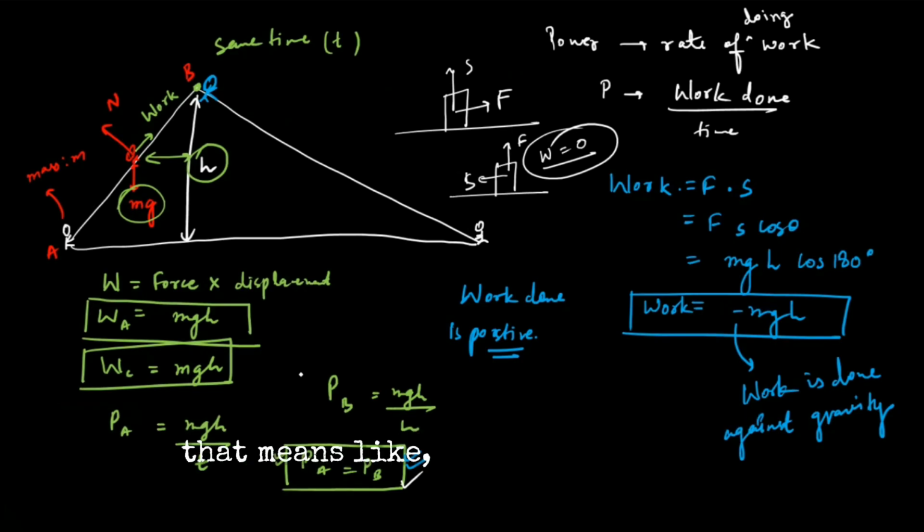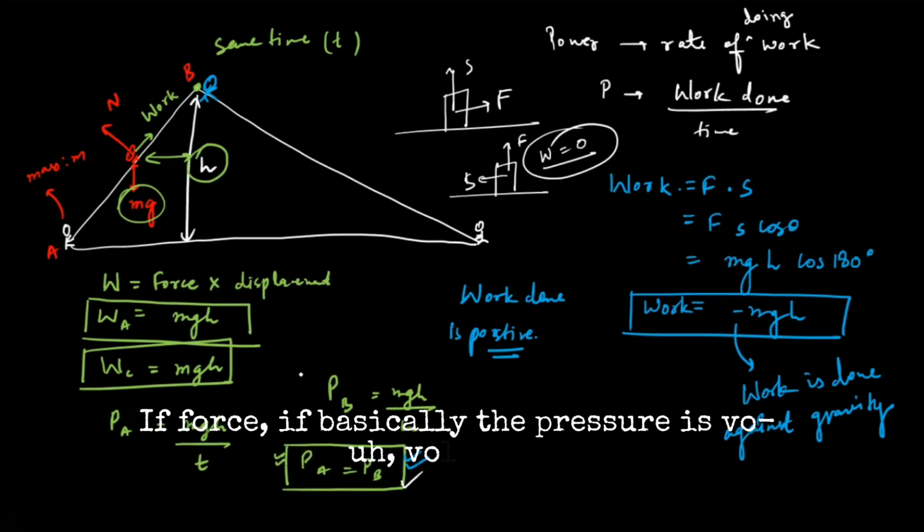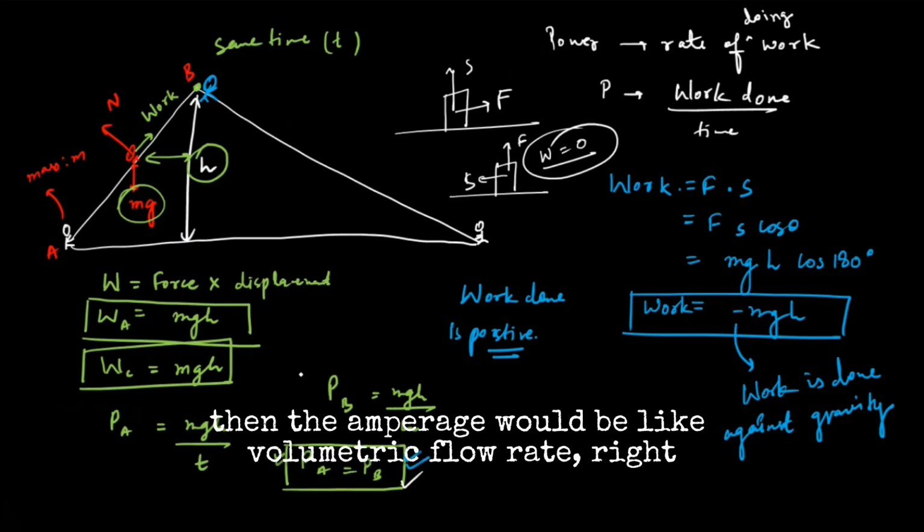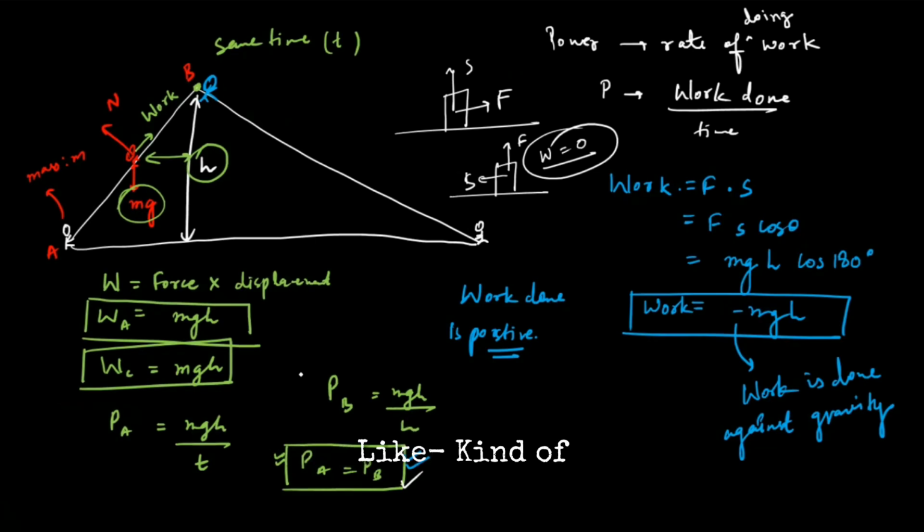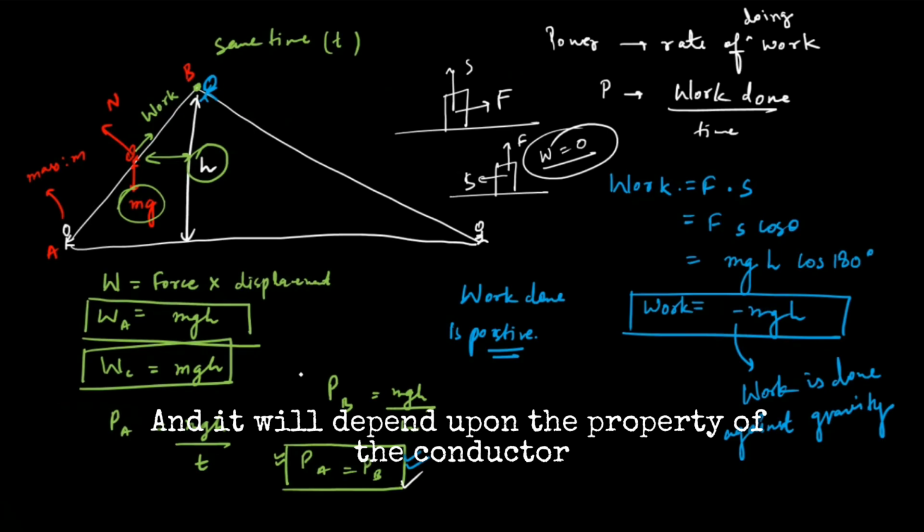Oh, wait, so that means amperage, right? If basically the pressure is volt, then the amperage would be like volumetric flow rate, right? Kind of, the rate of flow, something like that. Yeah, but for electrons, and it will depend upon the property of the conductor.